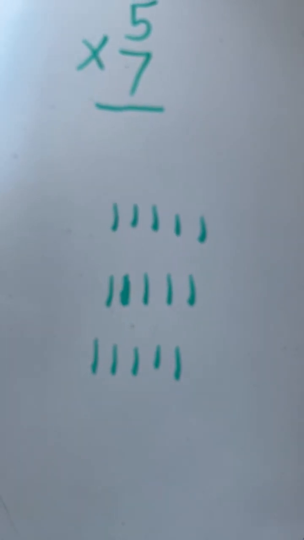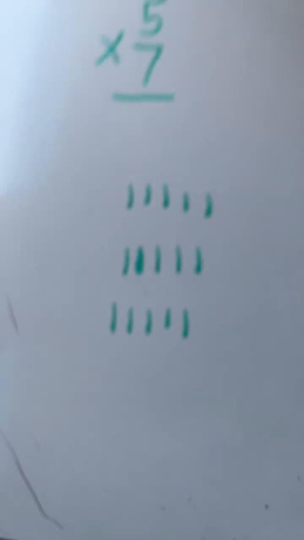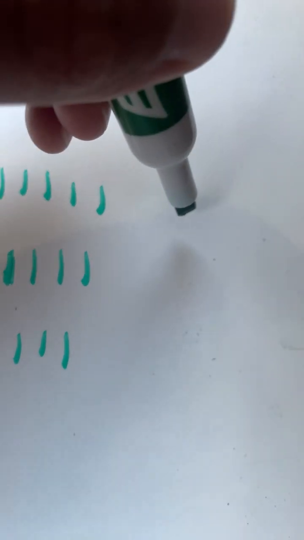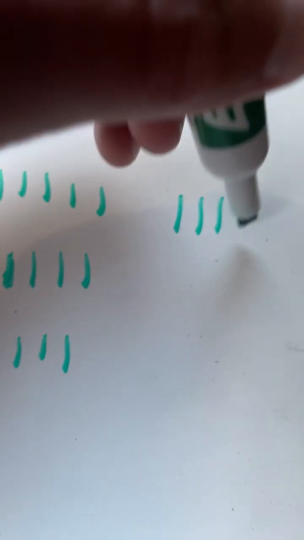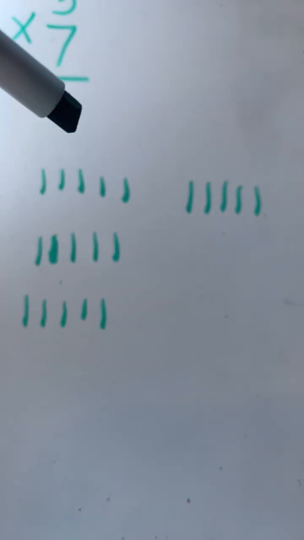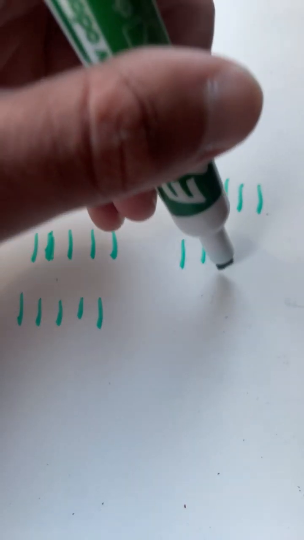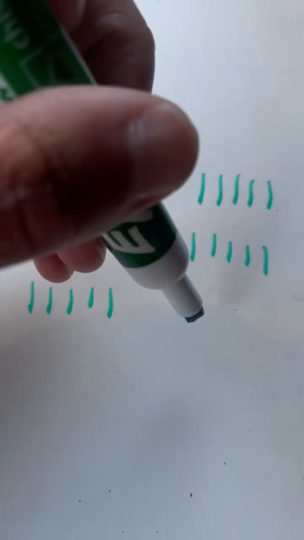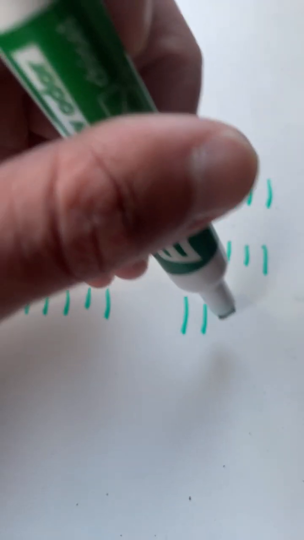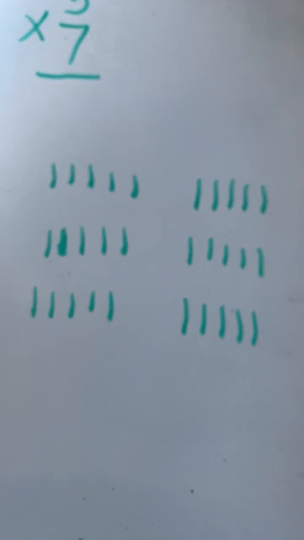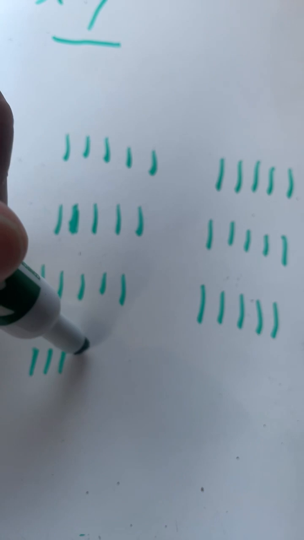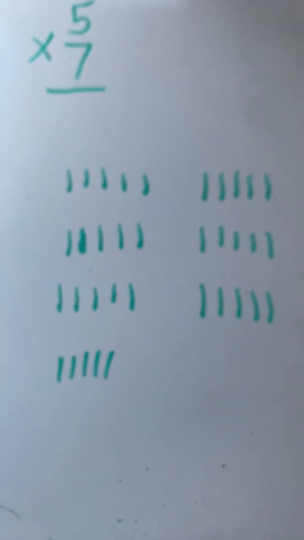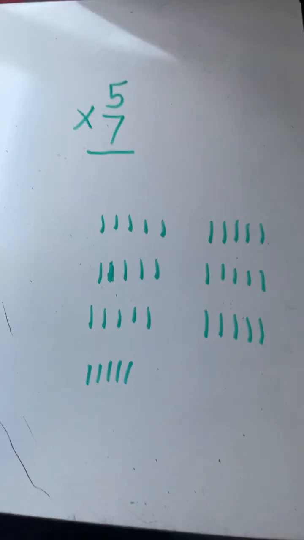So far I have 3 groups of 5 and I am at 15. 16, 17, 18, 19, 20. 21, 22, 23, 24, 25. So far I'm at 5 groups of 5. I've got to get 7 groups of 5 now, so I'm going to keep going. 26, 27, 28, 29, 30. That's 6 groups of 5. 31, 32, 33, 34, 35. That is 7 groups of 5 right there.